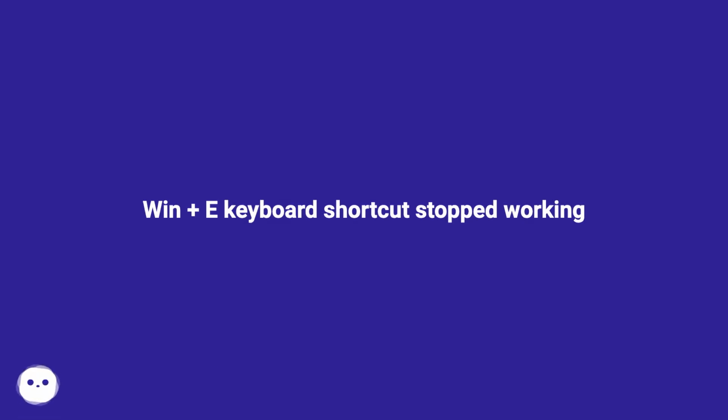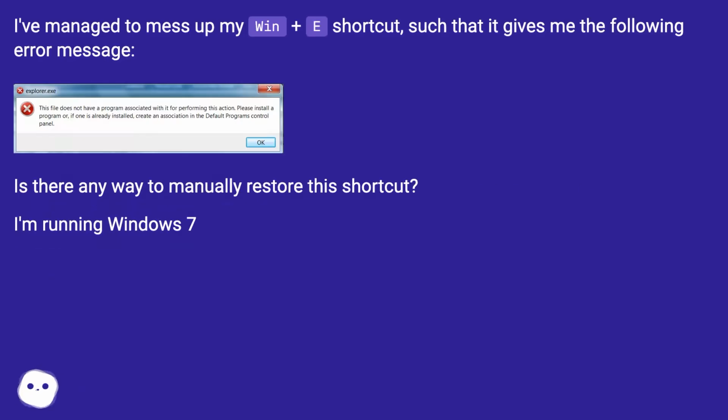Win+E keyboard shortcut stopped working. I've managed to mess up my Win+E shortcut, such that it gives me the following error message. Is there any way to manually restore this shortcut? I'm running Windows 7.